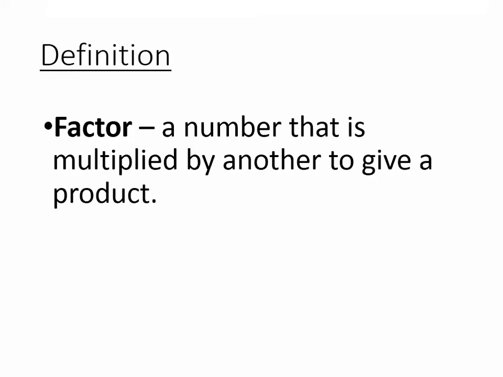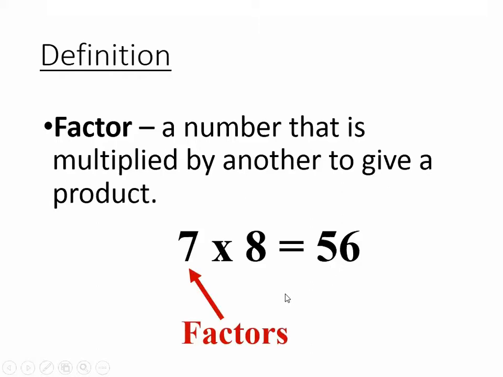The answer is the product. Now the next definition is the factor: a number that is multiplied by another to give a product. This means we are multiplying two numbers together. Here we multiply 7 and the second number is 8. So we multiply both numbers together and their product is 56. So 7 and 8 are the factors of 56. It means they both are factors, because whenever we multiply these numbers, we get the product 56.